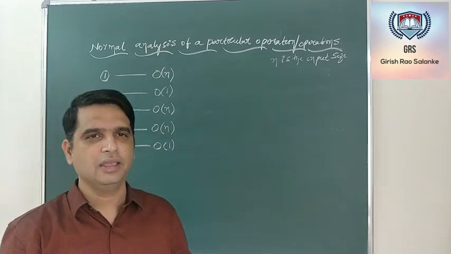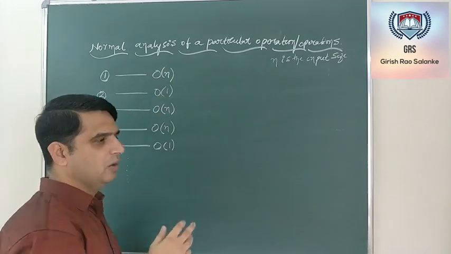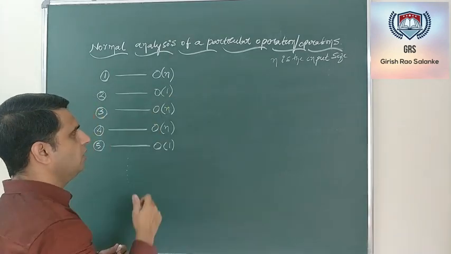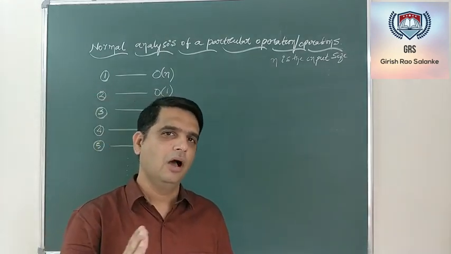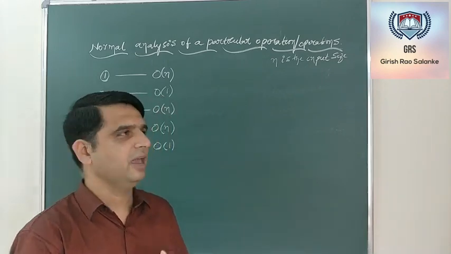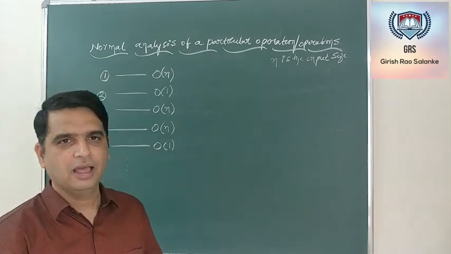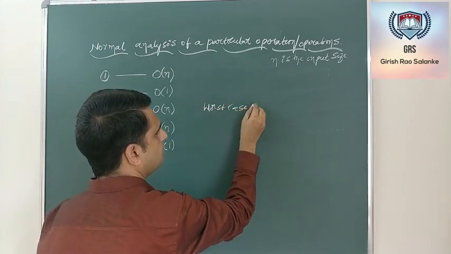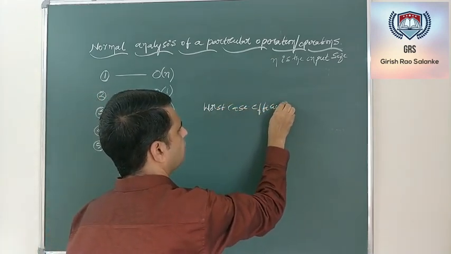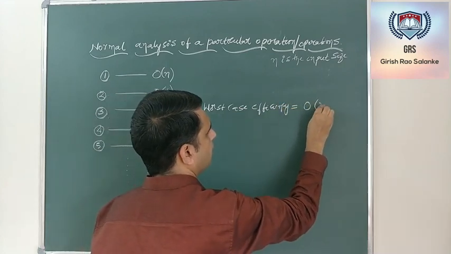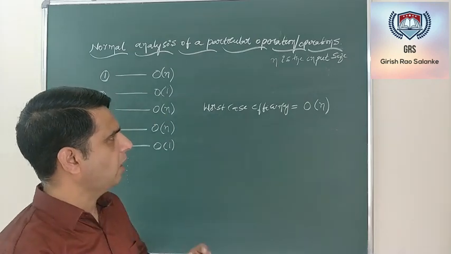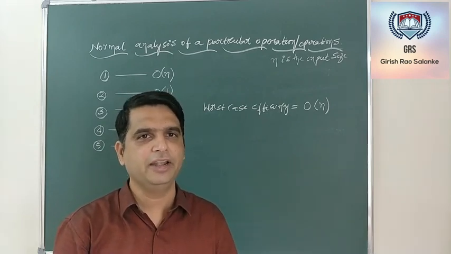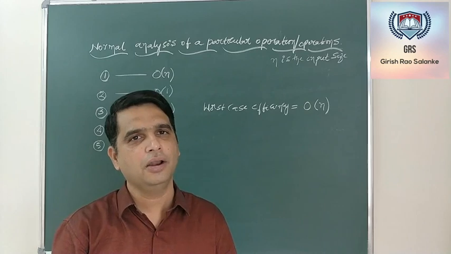What you see here is that this order of n denotes the worst case scenario of performing the operation on that data structure, and this order of 1 denotes the best case scenario of performing the same operation. From this result, I can come to a conclusion that the worst case time complexity is order of n. That means when I perform that operation on that data structure, in the worst case it takes order of n time. That means for one operation it takes order of n time.